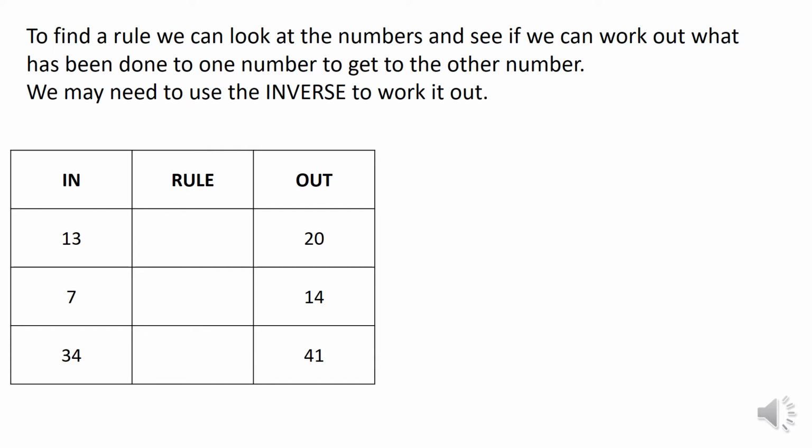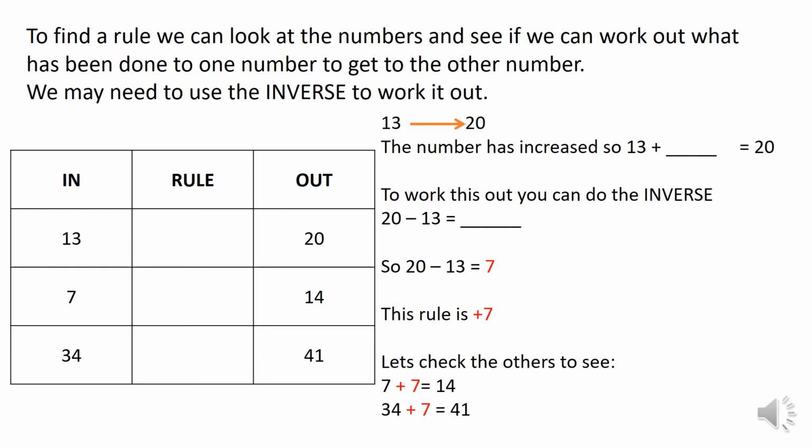I'm going to take the first one. So 13 has gone in, something has happened to it, and 20 has come out. This number has increased. So we could say 13 add something equals 20. To work this out, I would do the inverse. This is especially useful if you have harder numbers. So 20 take away 13 is something, and this will be our rule. So 20 take away 13 is 7. The rule could be add 7.